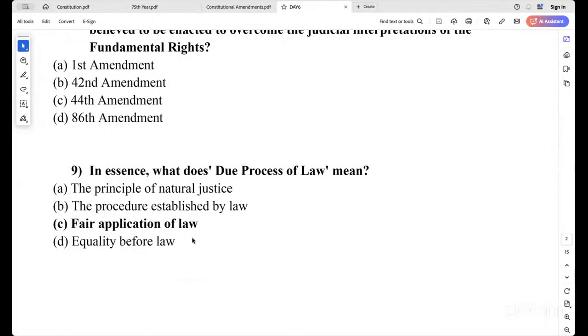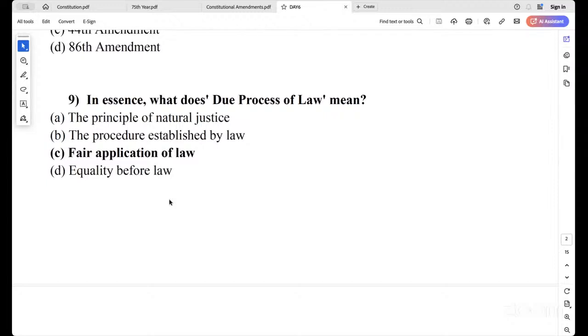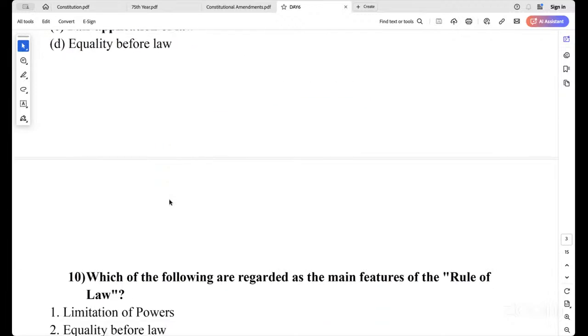For this question, the answer that is given is wrong. The answer is the principle of natural justice. In essence, what does due process of law mean? In which case law did it come into India? It is a judicial interpretation. We just followed the procedure established by law. Only in the Maneka Gandhi case did the Supreme Court interpret that due process of law should be followed. And in due process of law, the principle of natural justice comes into place. It is not just the procedure, but whether we are following all the process and whether it is rational. All these things will be checked in the principle of natural justice or due process of law. Clear? Principle of natural justice is the answer.